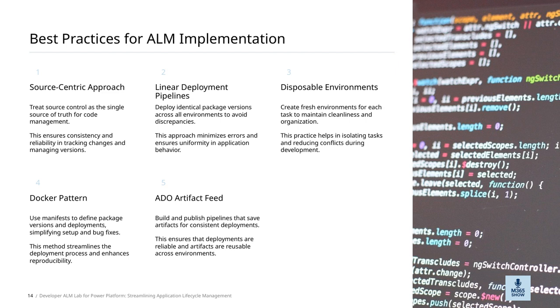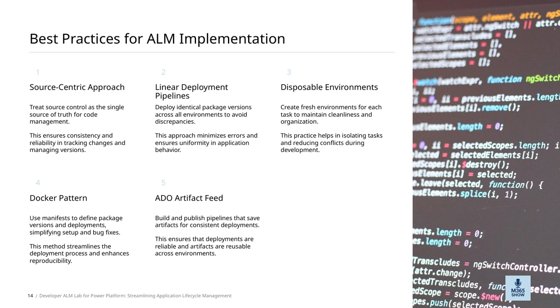Next, we have the use of manifests to define package versions and deployments. Using manifests simplifies setup and makes bug fixes easier because you always know exactly which version of a package you're working with. This approach streamlines the deployment process and improves reproducibility, which is vital for maintaining stability.